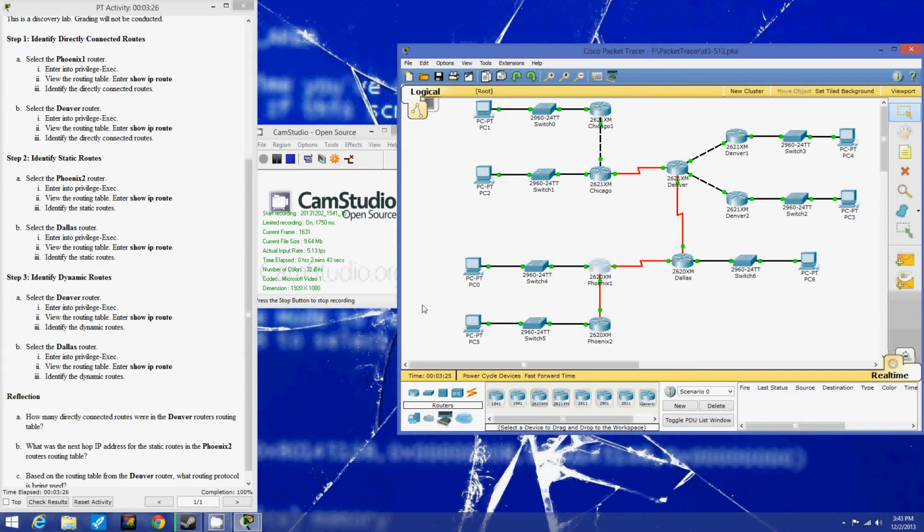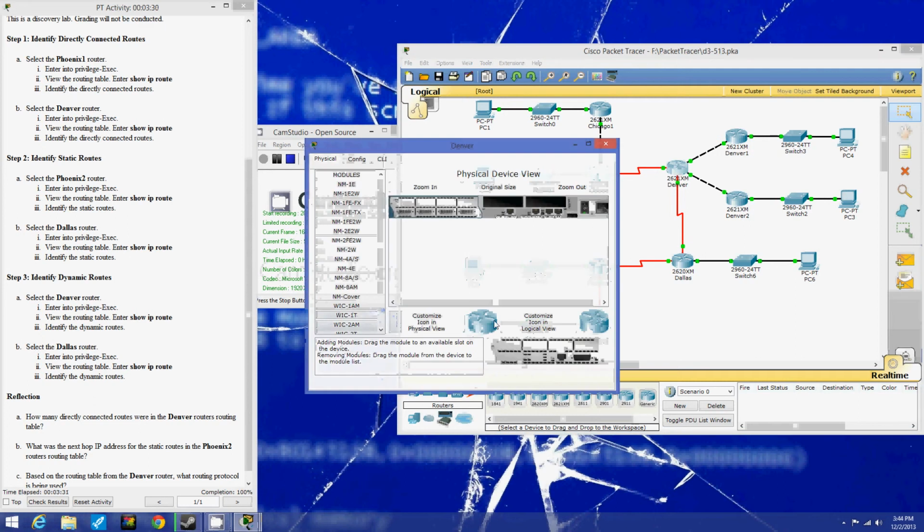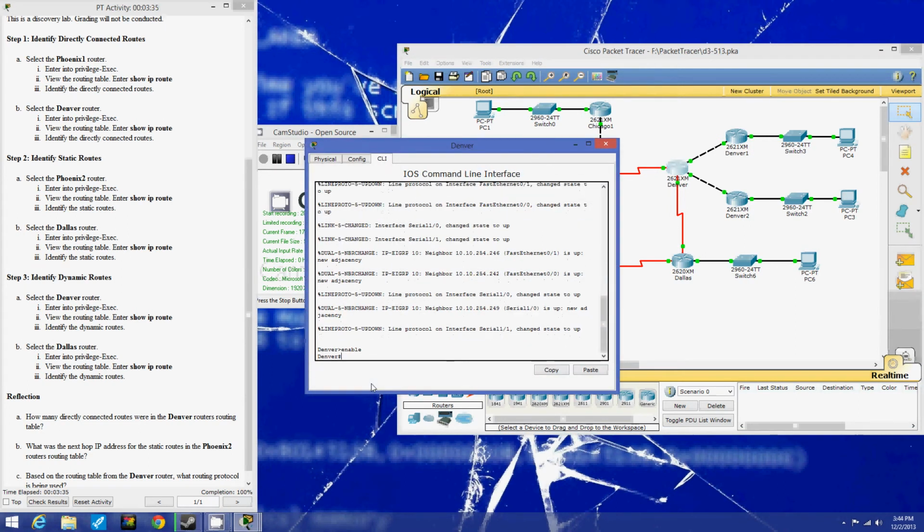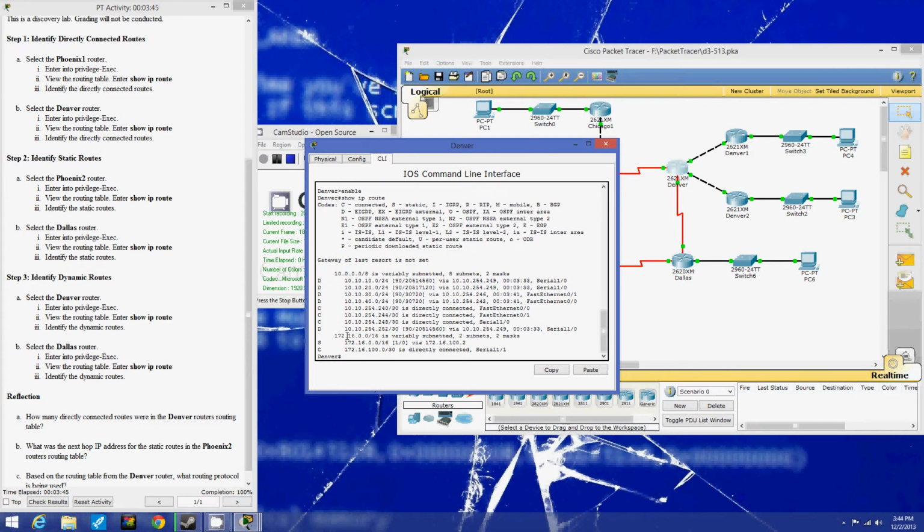Now we're going to select the Denver router right here. We're going to go into privilege exec mode on this one, enable, and we're going to go show IP route. Alright, C 172.16.1.0/30 is directly connected to Serial 1/1.